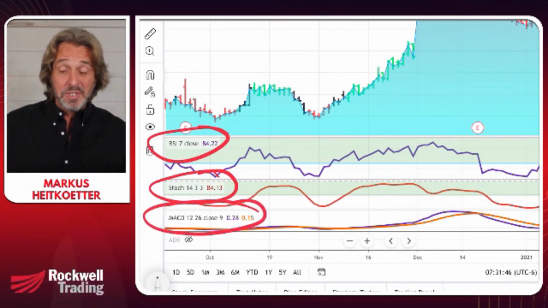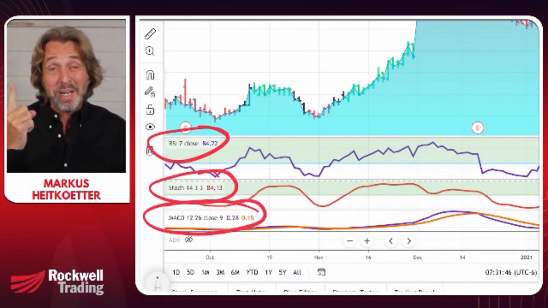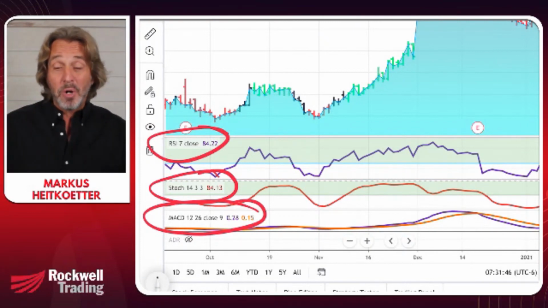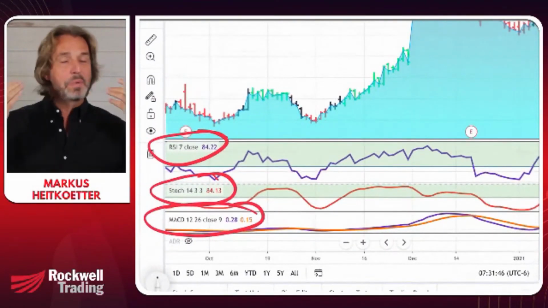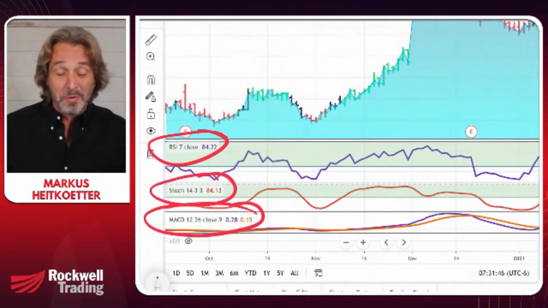Now, why 3 indicators? Because what I noticed over the years, if you only use 1 indicator, it might give you some false breakout signals. So here's how I use the indicators. It's a little bit unique. So I'm giving you here a super quick crash course of what I'm doing.